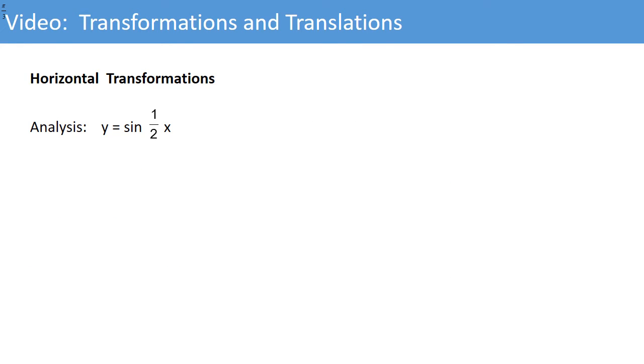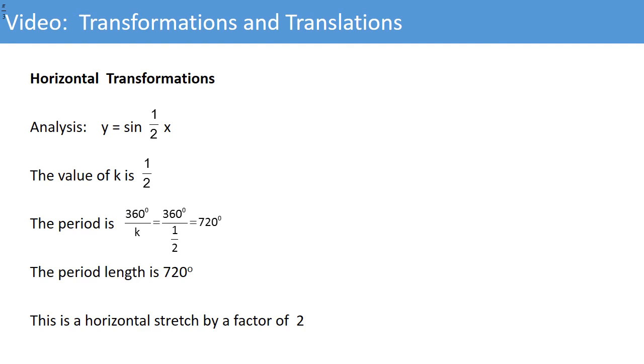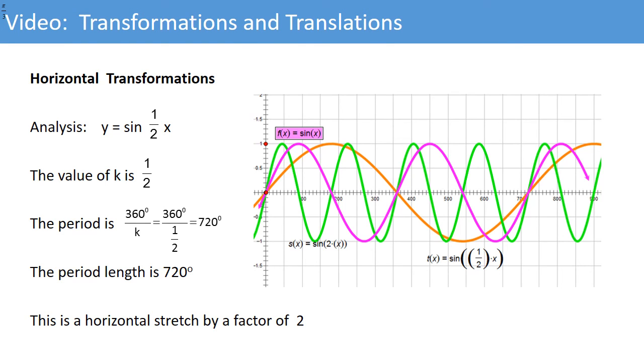Now, let's try 1/2. Y equals sine 1/2 x. So the value of k is 1/2. The period is 720. If we look at our graph shown in the orange, we can see now where before it had 1 period in the default setting, now we have 1/2.